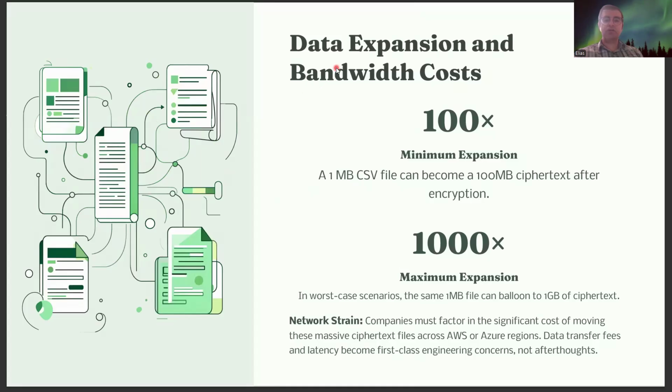And I talked about data expansion already in the previous sessions, which means that if you have again a 1 MB CSV file, when you do the homomorphic encryption on it, that can become 100 megabytes. So that's much bigger. Or in the worst case, that can be even 1 GB of data. You see so much expansion of the data, and that can be a problem for the network, especially if your network is slow.